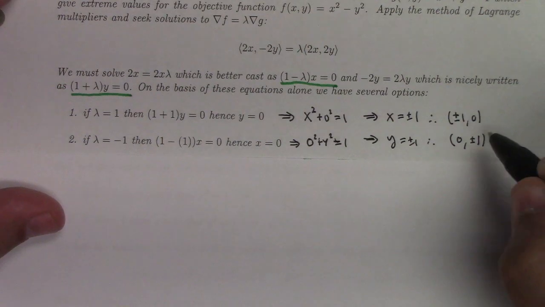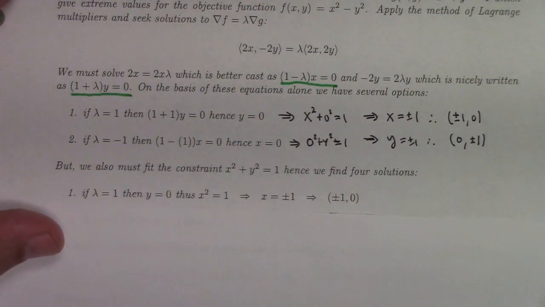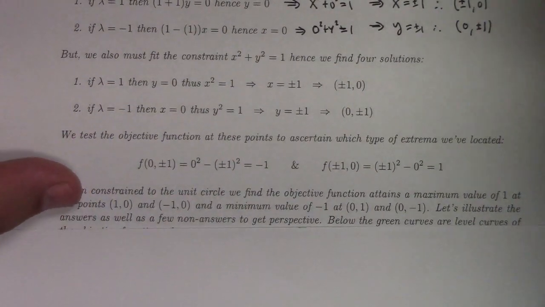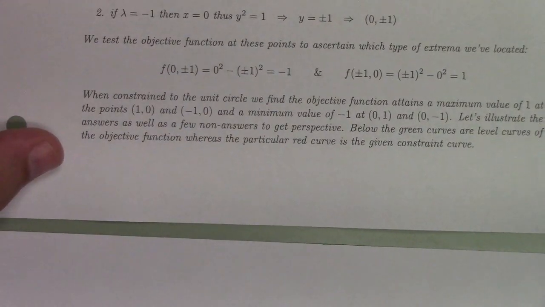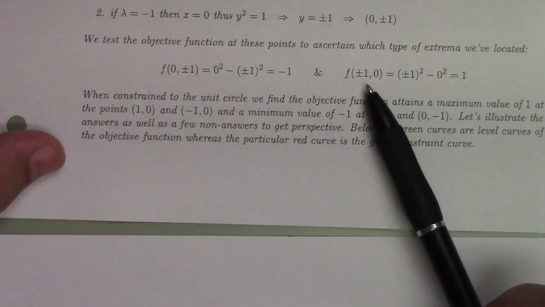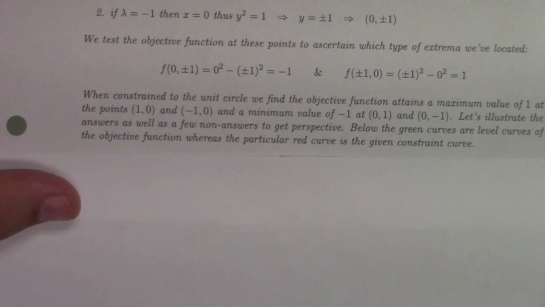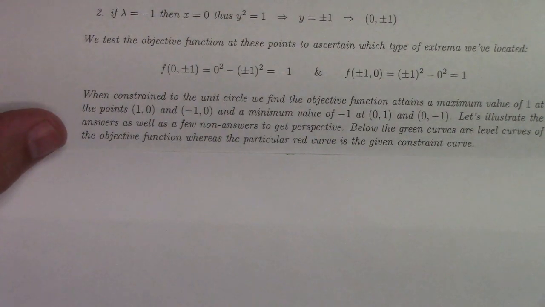So far we've found four points that the Lagrange multiplier method gives us. And in fact, that's it, those 4 points. We test the objective function at those 4 points to see what happens. When you do it, you get minus 1 at 0, plus or minus 1, and you get 1 at plus or minus 1, comma 0. And so we find that when you constrain the objective function to the unit circle, you find a max of 1 at those 2 points and a minimum value of minus 1 at 0, 1 and 0, minus 1.